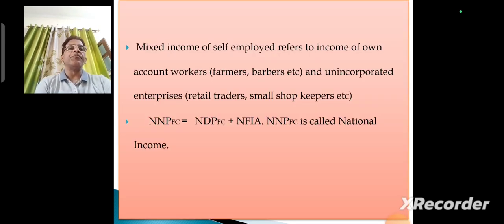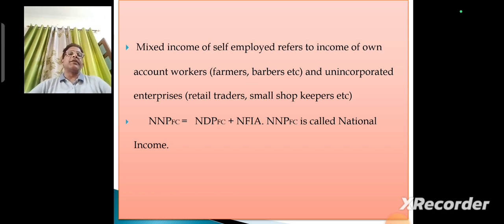We move to the next slide now, and then comes the third component of the national income, which is mixed income. Mixed income of self-employed. Actually, there are some people. Actually speaking, there are two sources of income. One is the income from work, and another is the income from property. Income from work is compensation of employees, and income from property is operating surplus. But there are certain incomes to the people in which there is a mixture of both of them. I mean, they are the owners of the production unit, and also they themselves are working. So their income cannot be separated, or it cannot be clearly declared as income from work or income from property.